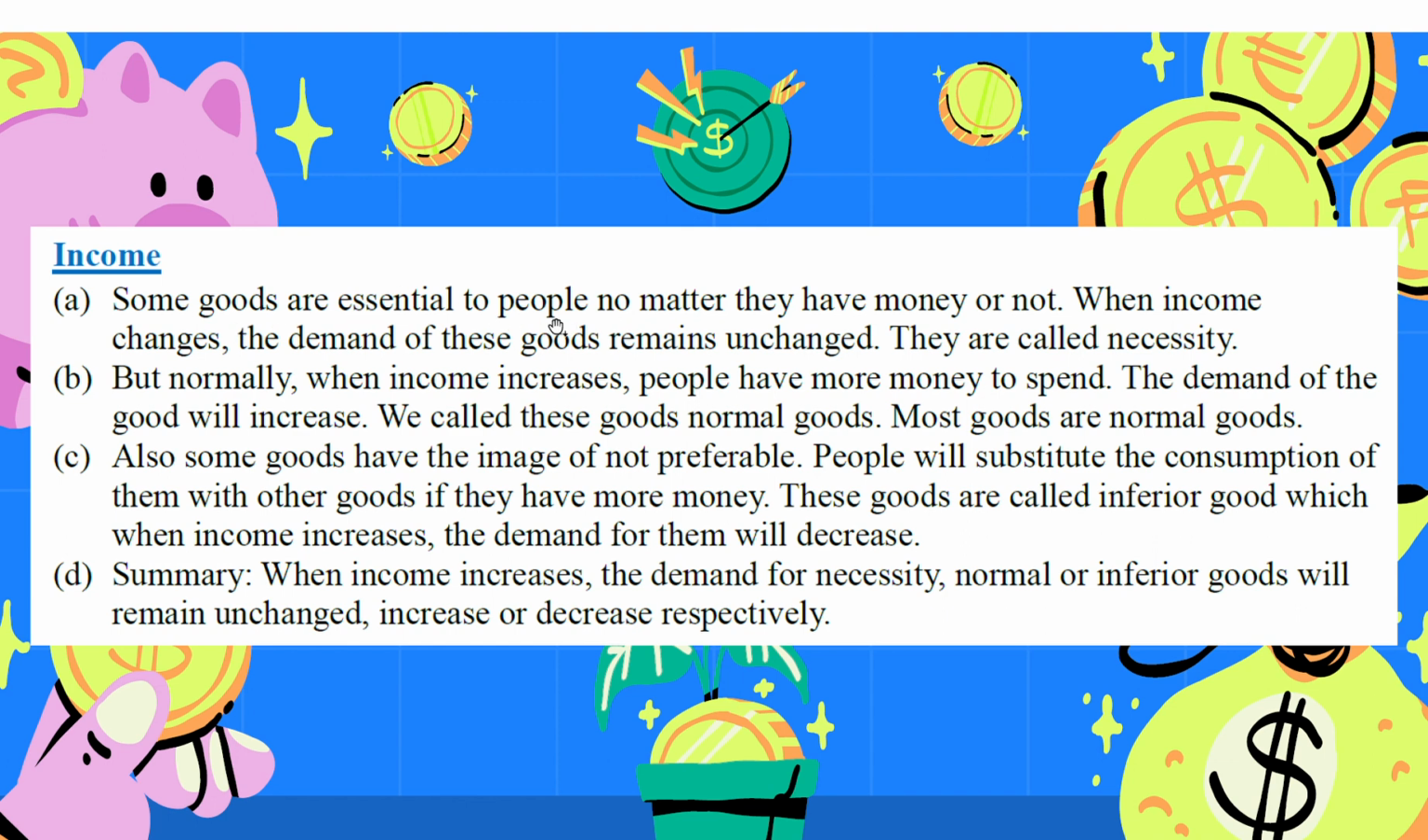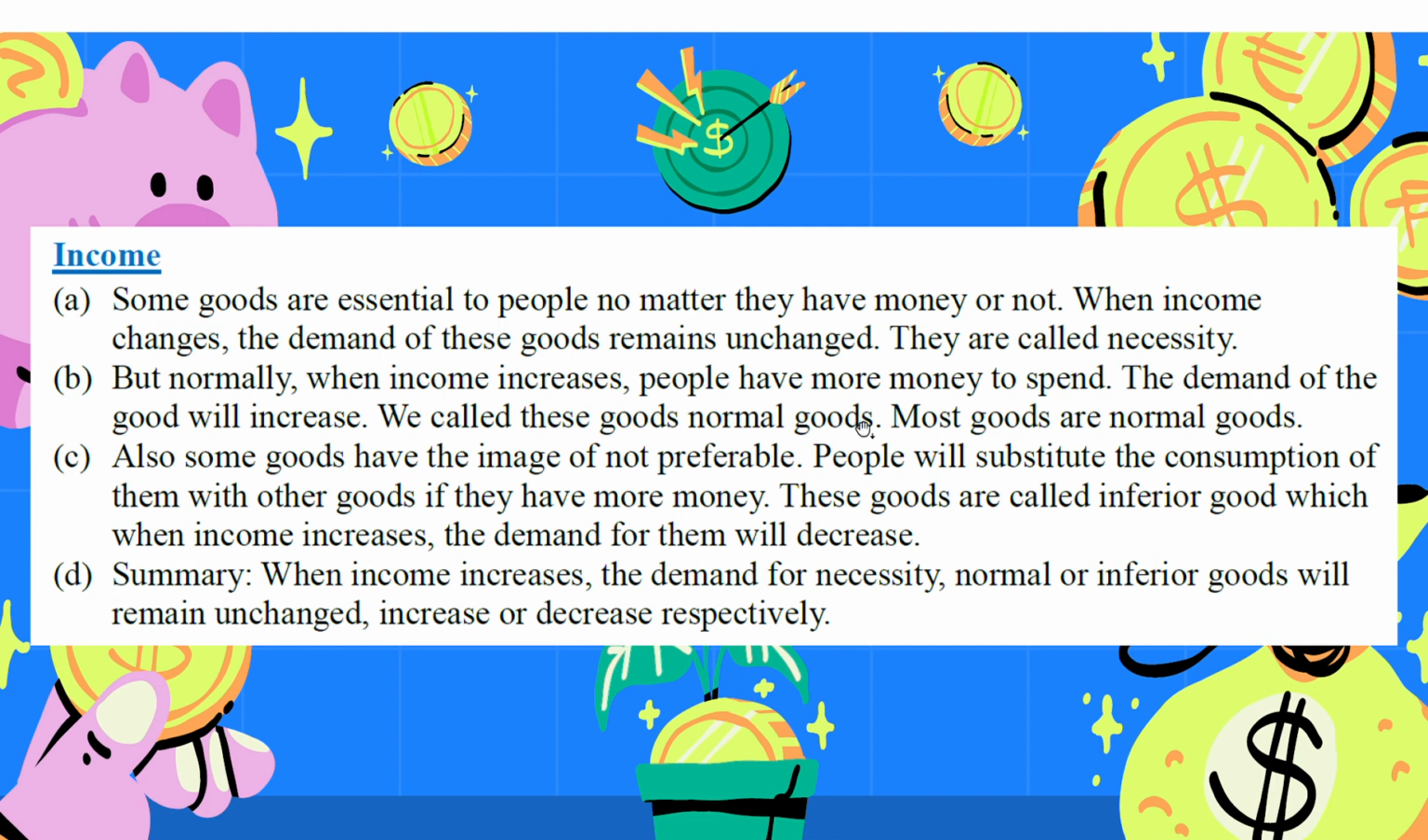In general, if some goods are essential to people, no matter whether they have money or not, when income changes the demand for this good will be maintained. For example, drinking water. I still purchase the same amount of water, whether it's wine or in other forms. So we call it a necessity. People drink similar amounts of water every day, maybe more luxurious water. But normally, when income increases, people have more money to spend, and the demand for the good will increase. This kind of behavior we call normal. So these are normal goods.